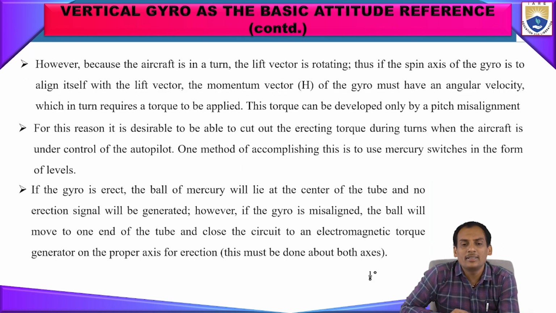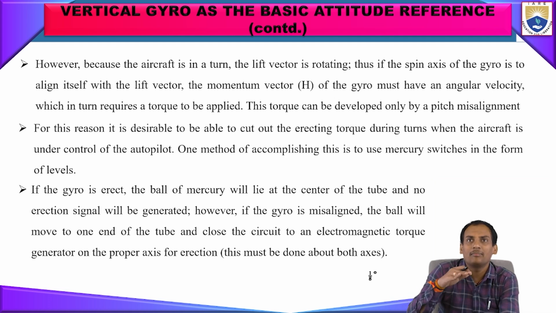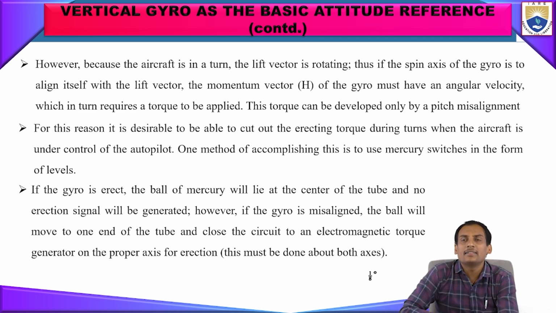However, because the aircraft is in a turn, the lift vector is rotating. That lift is generated by the pitching axis, in a vertical direction. If it is rotating, the spinning axis of the gyro has to align itself with the lift vector. That is called the momentum vector, and H stands for the momentum vector. So the gyro must have angular velocity, which in turn requires a torque to be applied. This torque will be developed only by the pitch misalignment. For this reason, it is required to be able to cut out that erecting torque during turns, when the aircraft is under control of the autopilot.